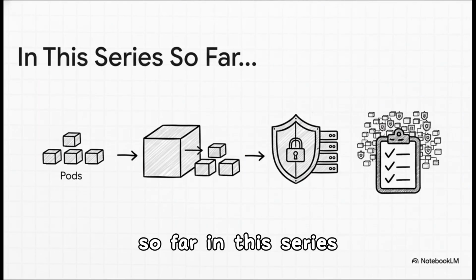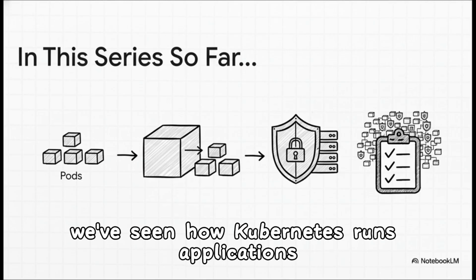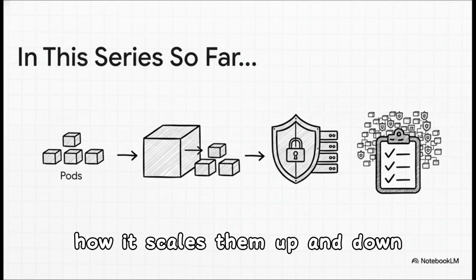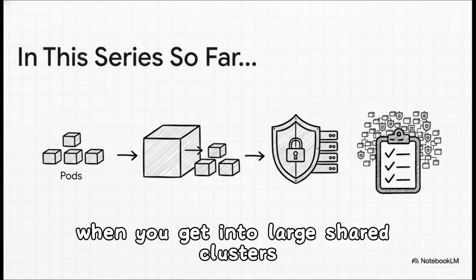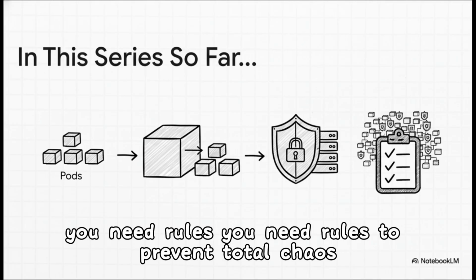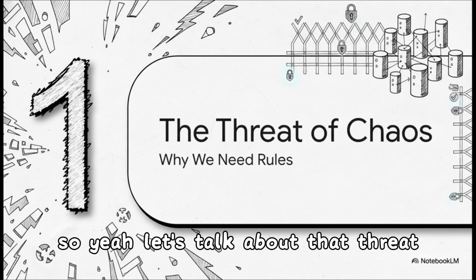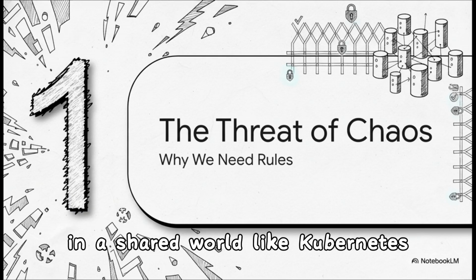So far in this series, we've really built up our understanding, right? We've seen how Kubernetes runs applications, how it scales them up and down, and even how it secures basic access. But here's the thing. When you get into large, shared clusters, all of that isn't quite enough. You need rules. You need rules to prevent total chaos. So yeah, let's talk about that threat, the threat of chaos. Why do we even need these rules in a shared world like Kubernetes?